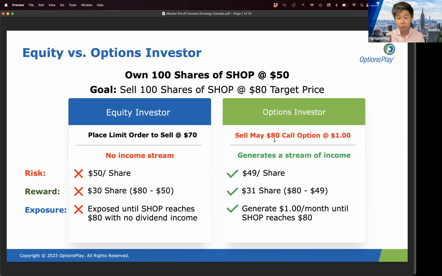What can you do as an options investor? Well, instead of placing a limit order, I can sell a call option. And in this particular case, let's say I sell the May, that tells me the expiration date. So I said obligation to sell the stock at a specific price sometime in the future. May expiration tells me when that option is good for. $80 tells me the strike price at which I have to sell the stock specifically for. Similar to the limit order that I place, I have to place an order for a specific price.